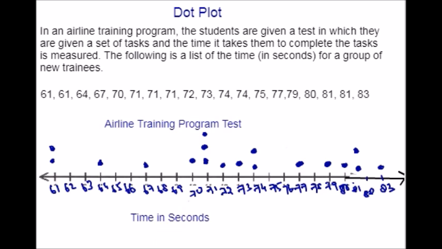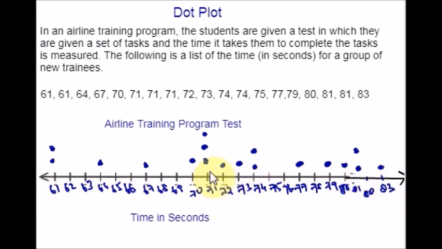Okay, now let's find the median in this dot plot. Median is the middlemost number in the data set, that is ordered from least to greatest. So what would be the middlemost? Yes, 73. So the median would be 73 seconds for this example.